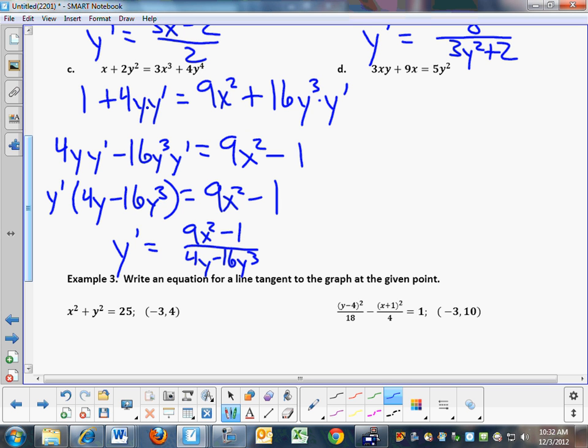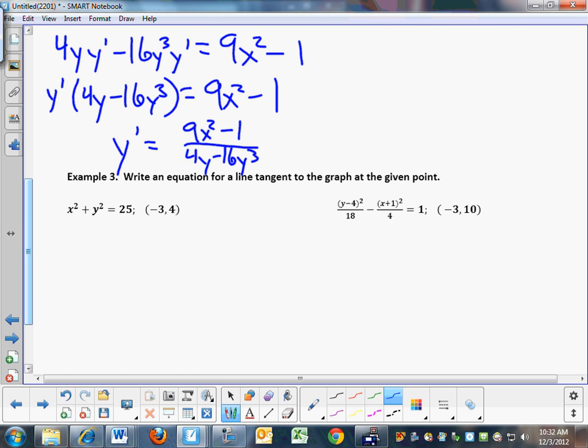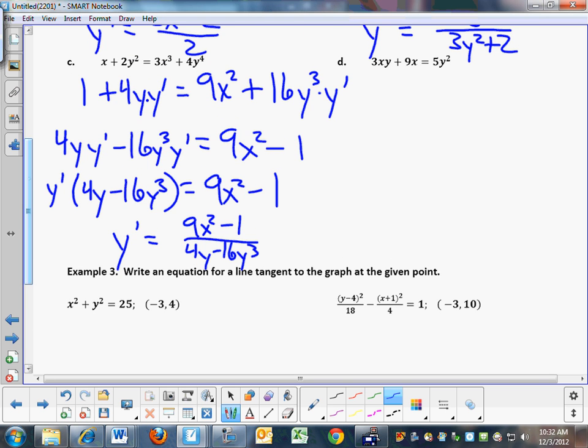It's often that your answers will differ by a factor of -1 on the top and the bottom. So, for example, Ben got 1 minus 9x squared over 16y to the third minus 4y. That all just has to do with whether you moved your y primes to the left or the right. So it's okay to differ by a factor of -1 on the top and the bottom. It's essentially the same. For consistency, I tend to move the y primes to the left-hand side.